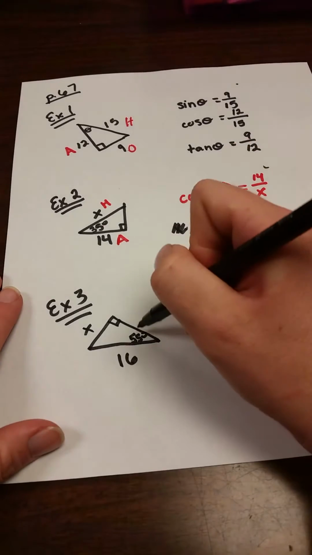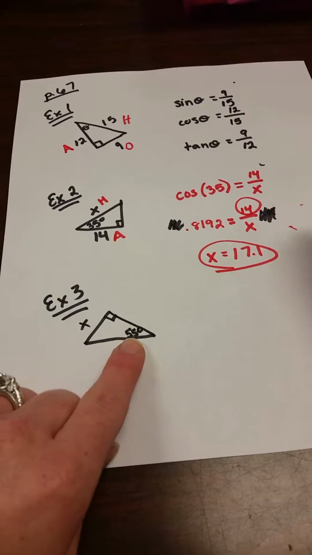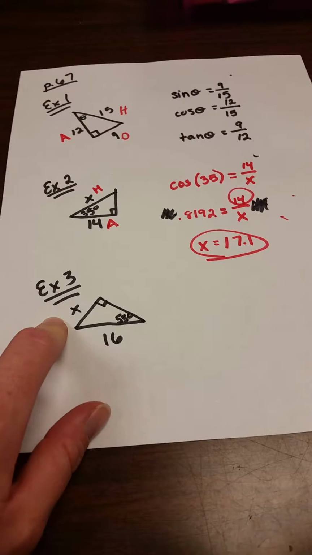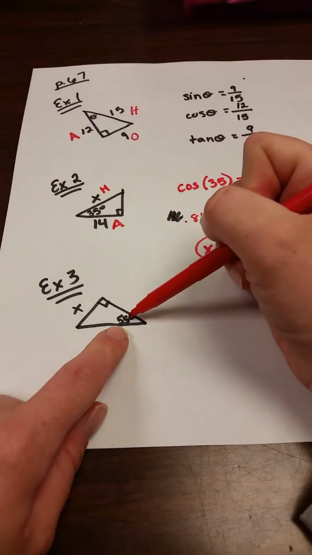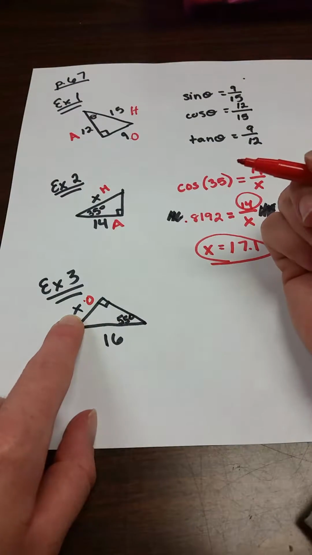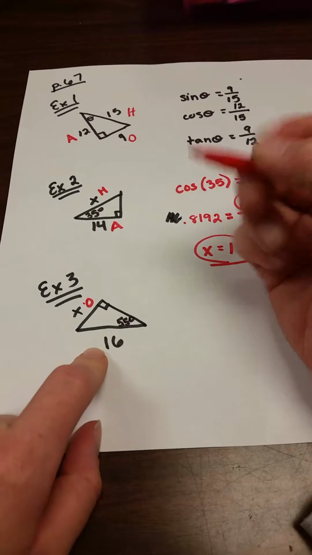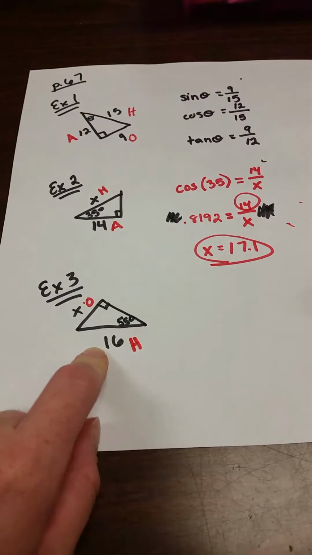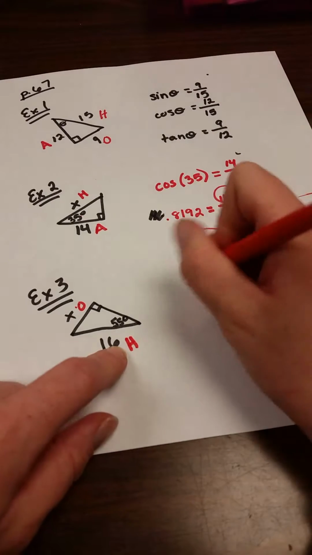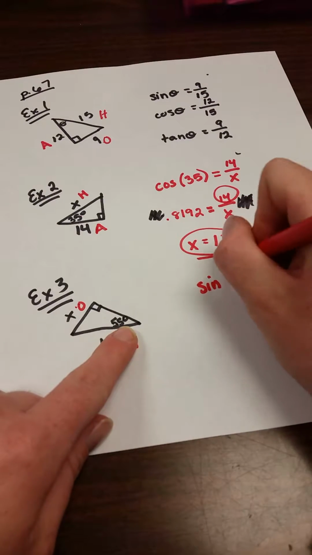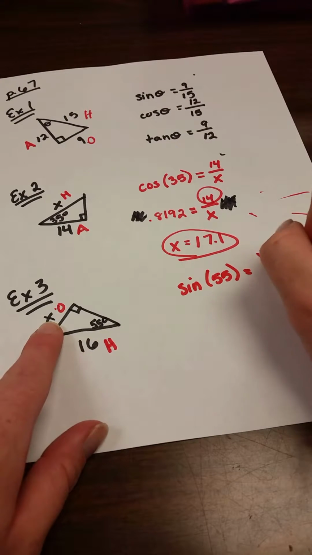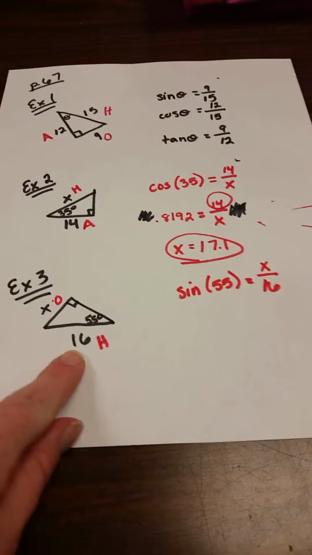All right, we're going to let this angle down here be 55 degrees. This is 16 and this is x. So first we need to figure out if we're using sine, cosine, or tangent. So look at your 55. You have to go all the way across the triangle to get your x, so that's your O, that's opposite. Your 16 is crossing the right angle, so that's your hypotenuse. And so you've got O and H. O and H is SO, which is sine. So we're going to do sine of the angle, so sine of 55 equals opposite x over hypotenuse 16.